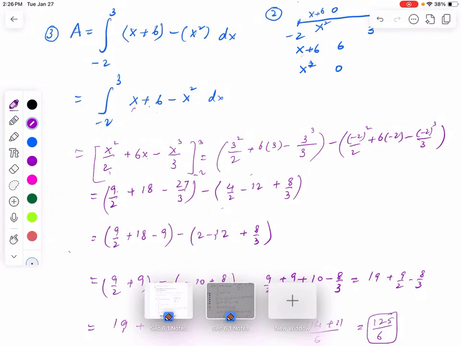Continuing with section 6.1, which is area between curves. We did a couple of examples, and this was one example I left for you guys to integrate. I set up the integral. Remember how we do these problems.